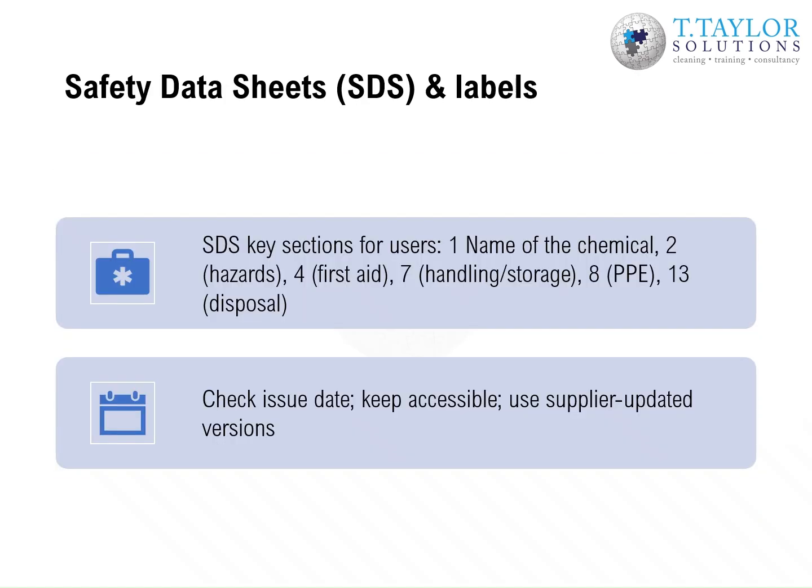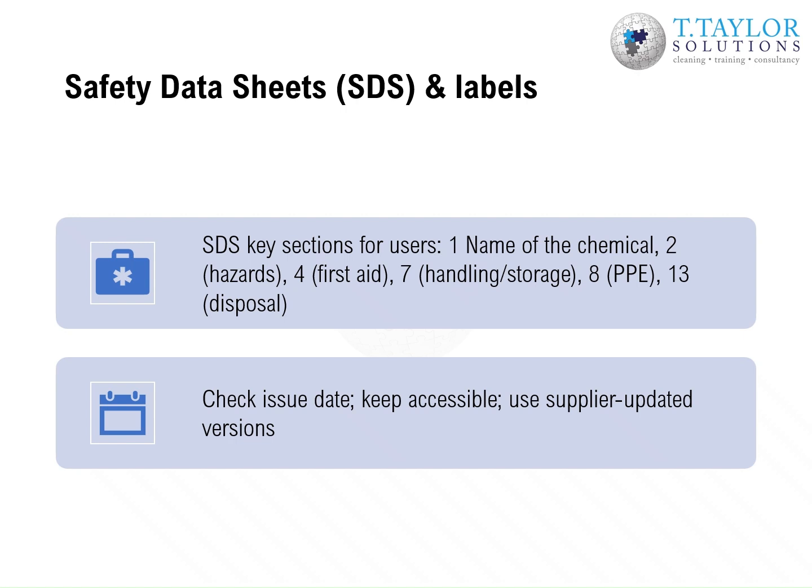Every cleaning chemical must come with a safety data sheet, also called an SDS. This document contains key information about the product, including its ingredients, possible hazards, and safe handling procedures. You are not expected to memorize the entire sheet, but you should know where to find it whenever you need it.